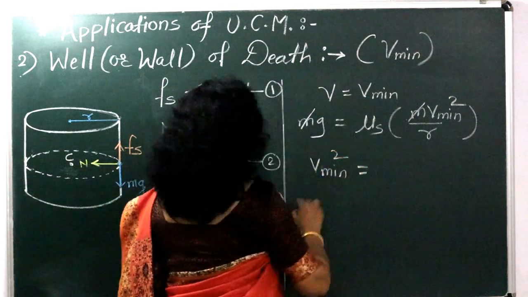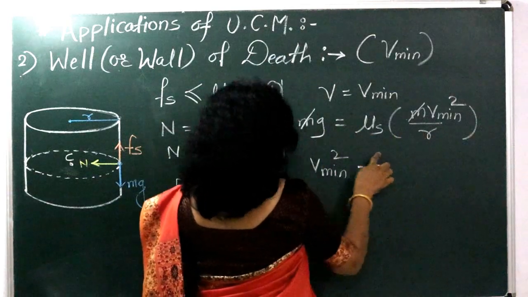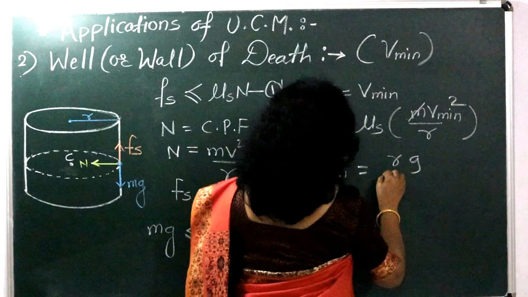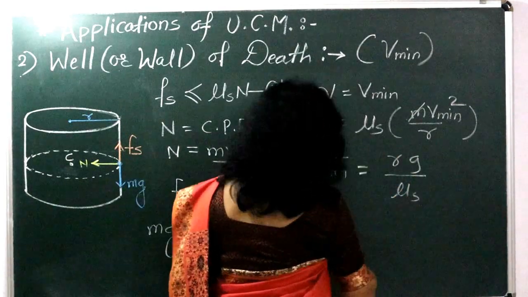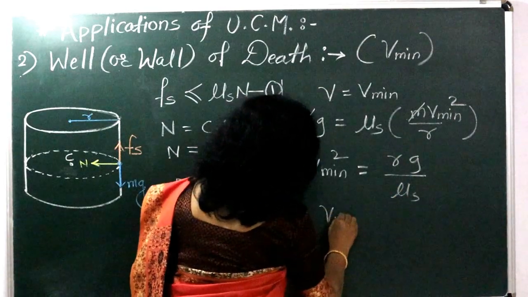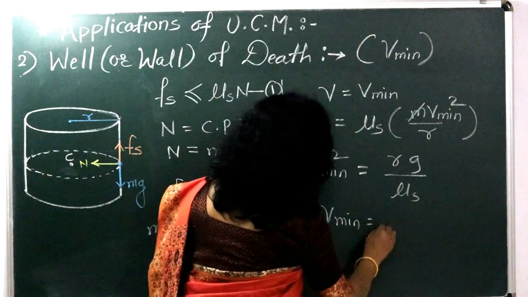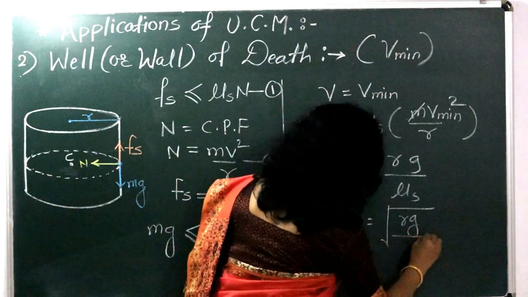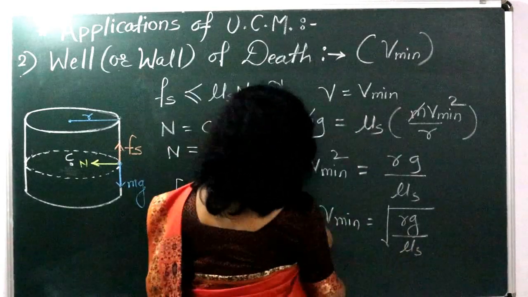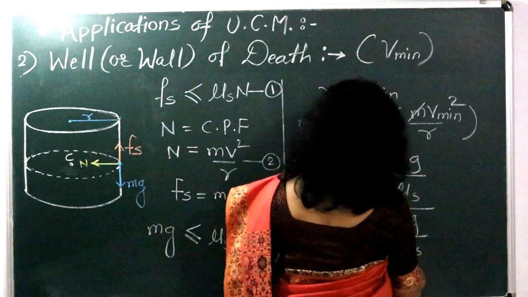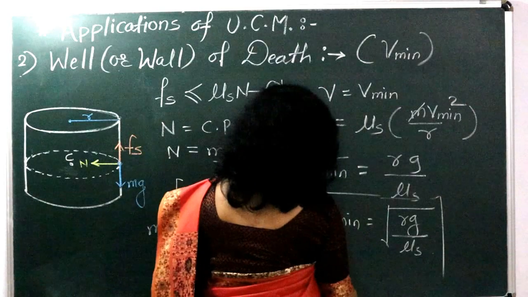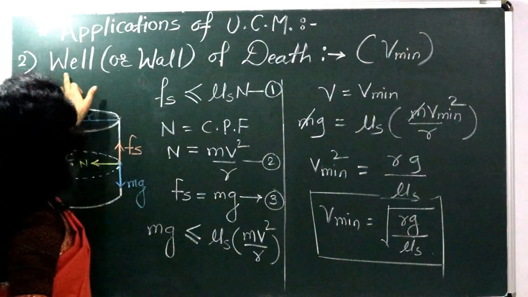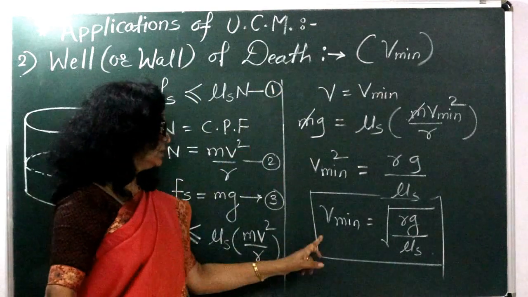Here m gets cancelled and therefore v minimum square equals r into g upon mu s, with rg going to this side. Take the square root on both sides, that is v minimum equals the square root of rg upon mu s, and this is the formula for the minimum speed of a vehicle in the well of death.